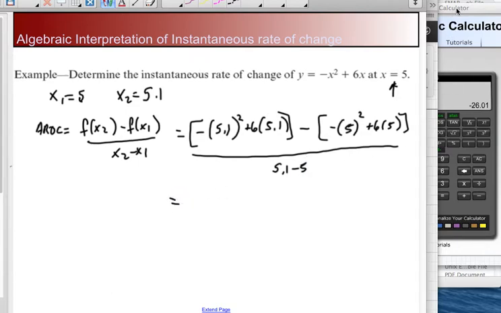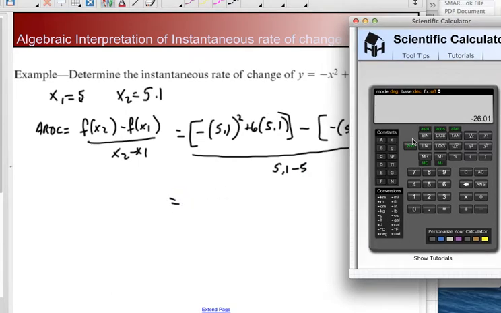Okay, so I'm going to calculate this. Let's do that first part. We had to use some brackets here, so I go negative bracket 5.1 squared, and I have to close that bracket. Then we're going to add 6 times 5.1. You could do that all in your calculator. This one's not the greatest for doing that, so I'm going to put negative 26.01.